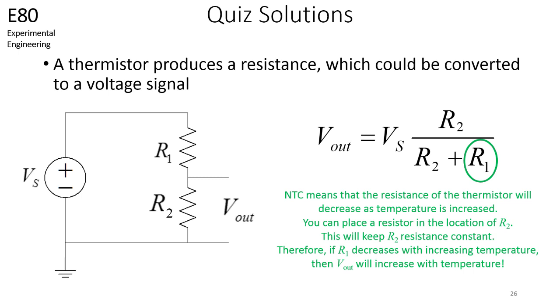The correct answer is R sub 1. NTC means that the resistance of the thermistor will decrease as temperature is increased. You can place a resistor with a known resistance in the location of R sub 2. This will keep R sub 2 constant. Therefore, if the thermistor at the location R sub 1 has a resistance that decreases with increasing temperature, then V sub out will increase with temperature.